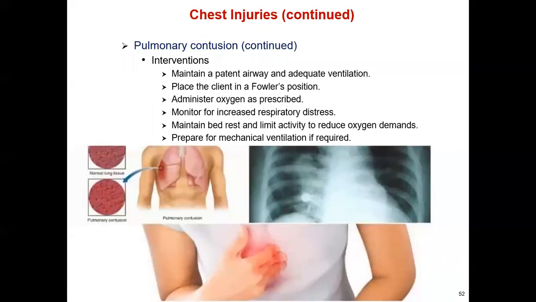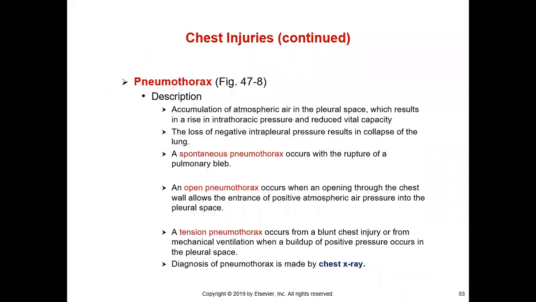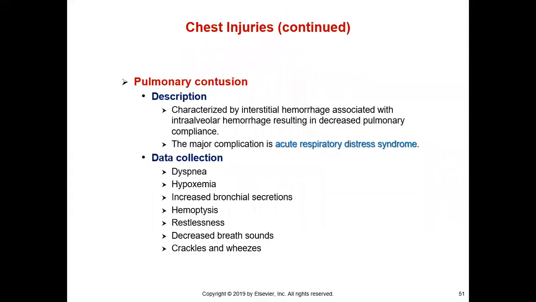The problem is, in contusion, interstitium hemorrhage occurs, meaning bleeding occurs in that area, in interstitium or lining epithelium or along the basement membrane. When contusion occurs, it leads to acute respiratory distress syndrome, and it is a life-threatening condition.